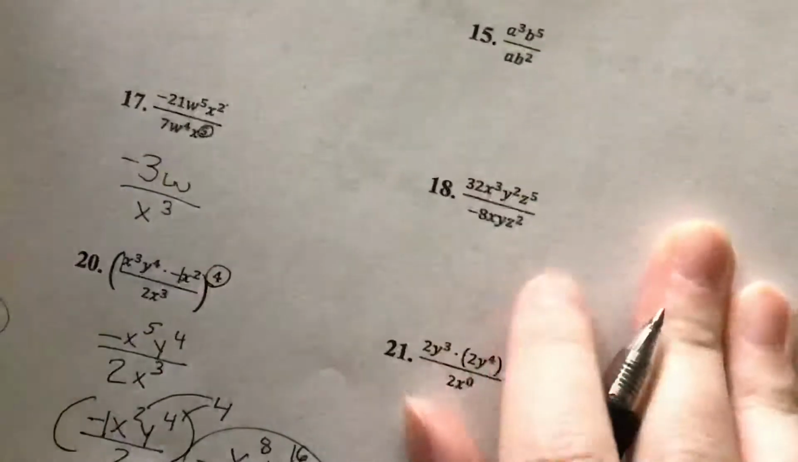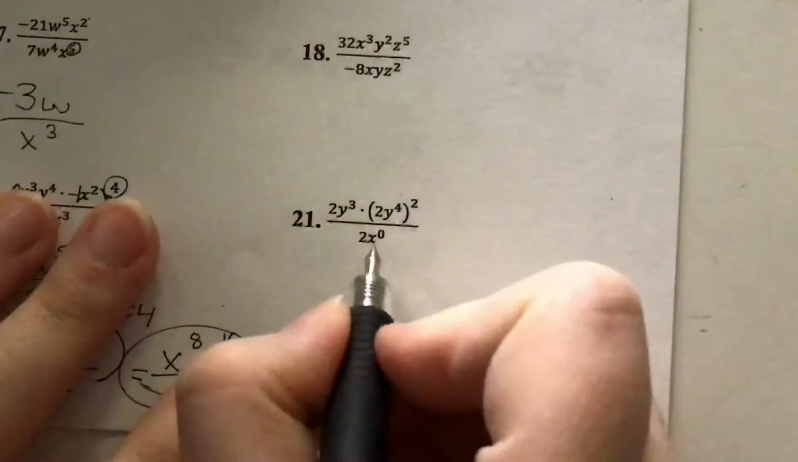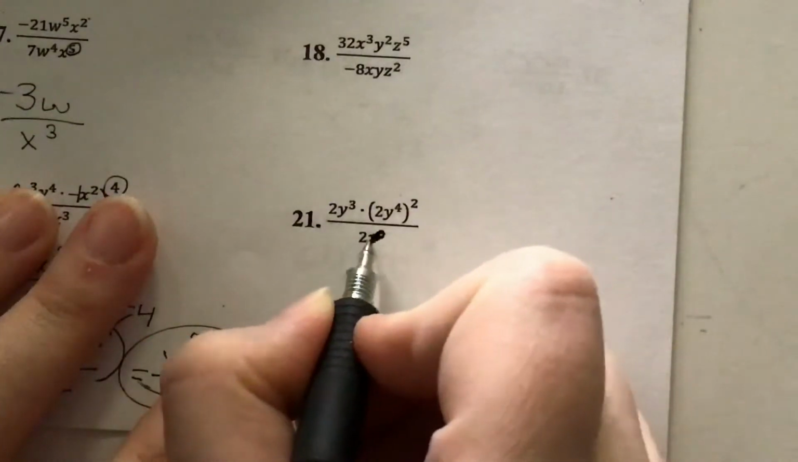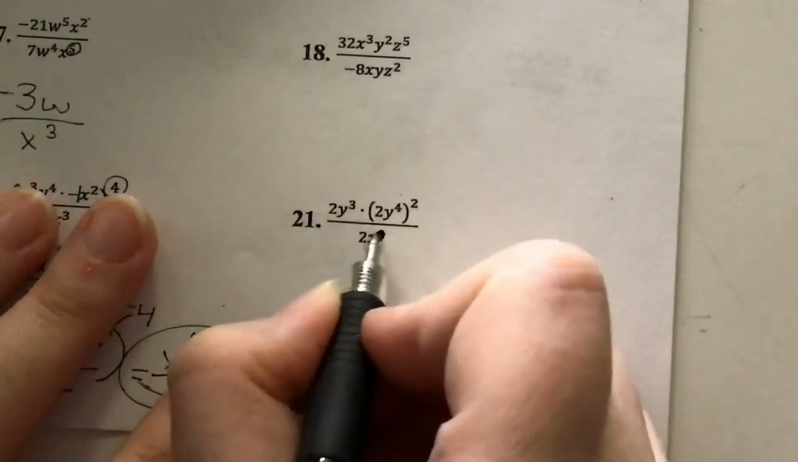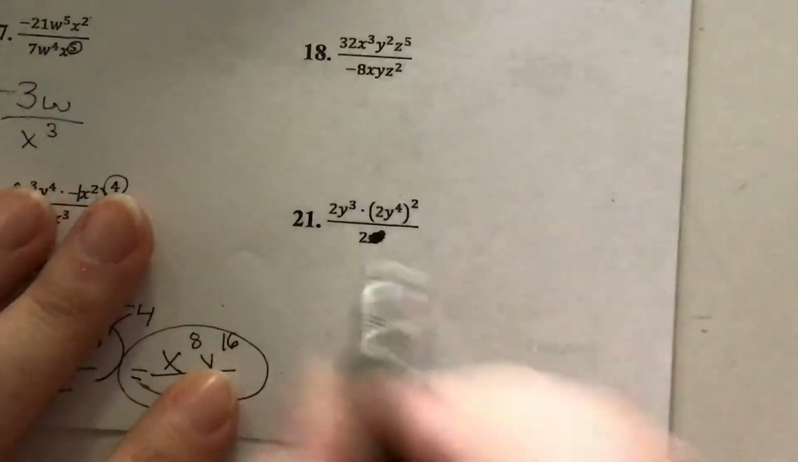Try 21 on your own. What I can tell you about 21 is that this is gone. That 0 exponent is only on the x, not on the 2. That 2 is still there in the bottom, okay?